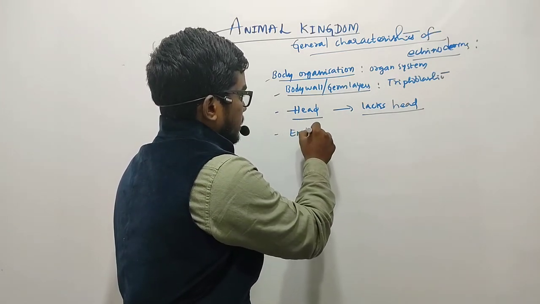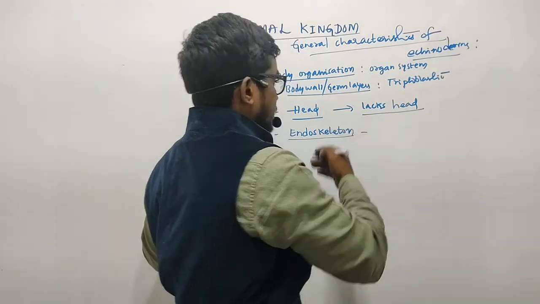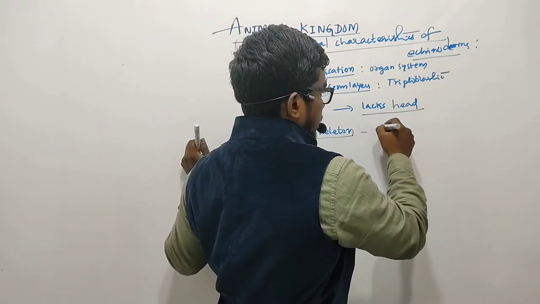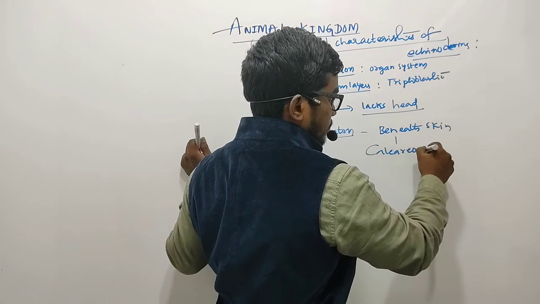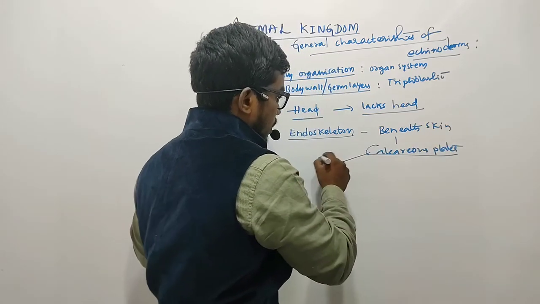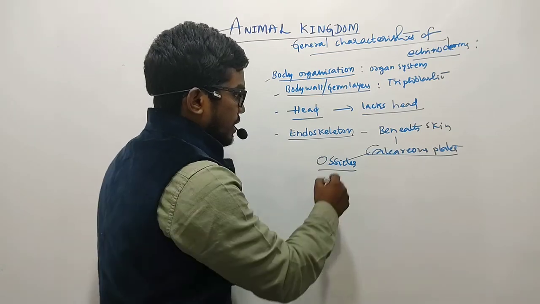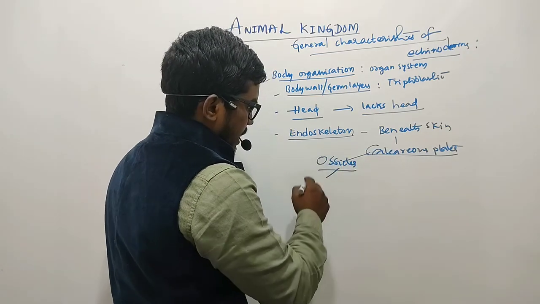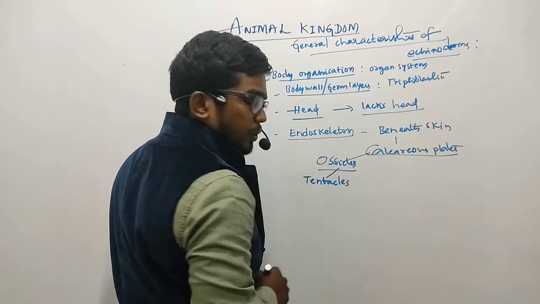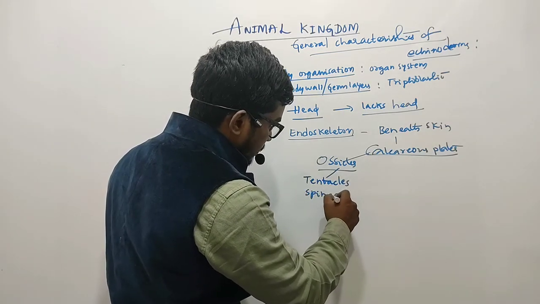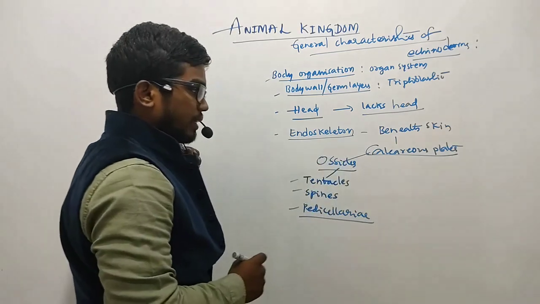Then coming to the next, that is endoskeleton. Here, the skeleton is present inside the skin. Beneath the skin, there are calcareous plates. These calcareous plates are called ossicles. They form the endoskeleton. And the ossicles have three different structures. They have tentacles, and to go with tentacles, they have spines as well, and pedicellariae. These are the three structures which are associated with ossicles.